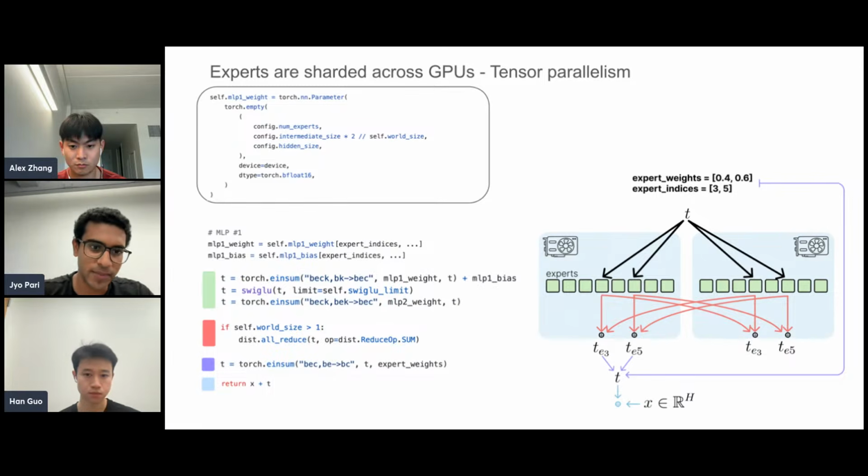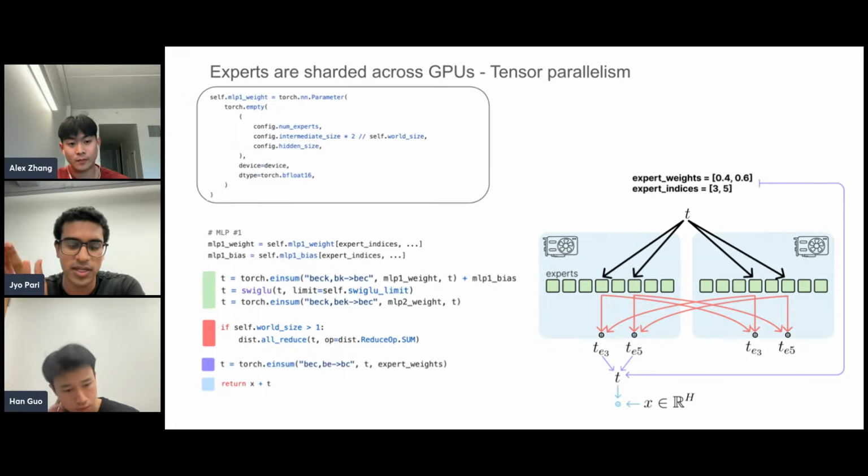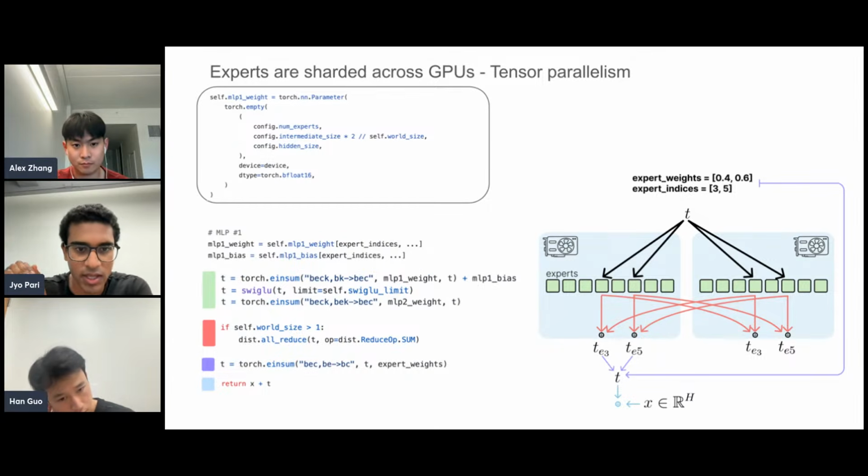And the code I've highlighted on the left side. I've color coded the code with the corresponding section in the figure: green, red, purple, blue. So the green part is where we're just going to do the normal MLP computation. So linear projection, SwiGLU, another linear projection.